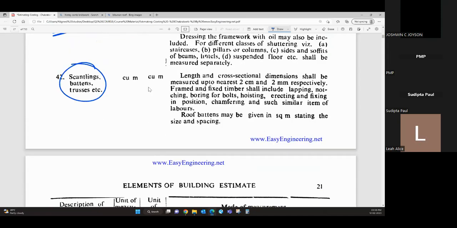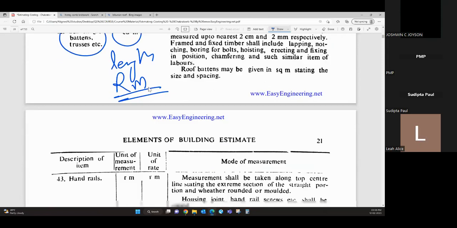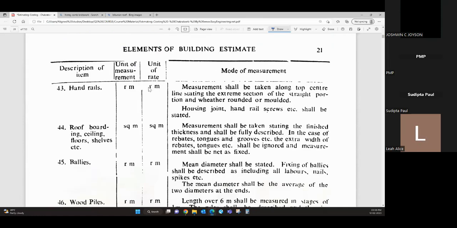Trusses or the battens are considered in cubic meter, but normally they are also considered in length or running meter. Handrails, which is basically railings. Railings are considered in running meters because railings are always constant. Roof boards, ceilings, and floor shelves are considered in square meters.